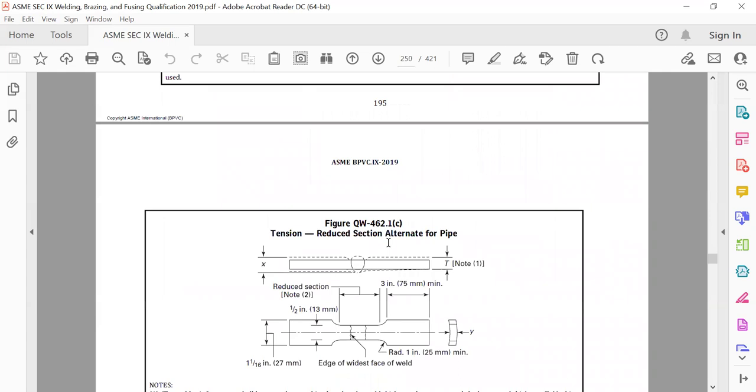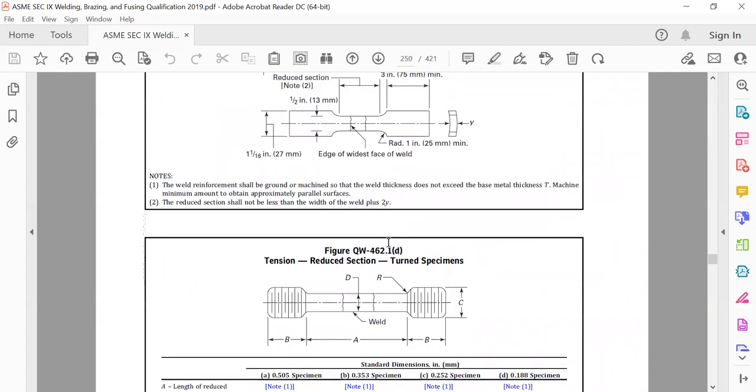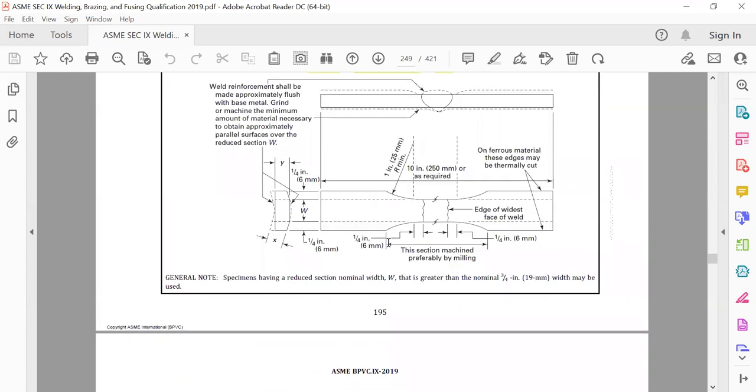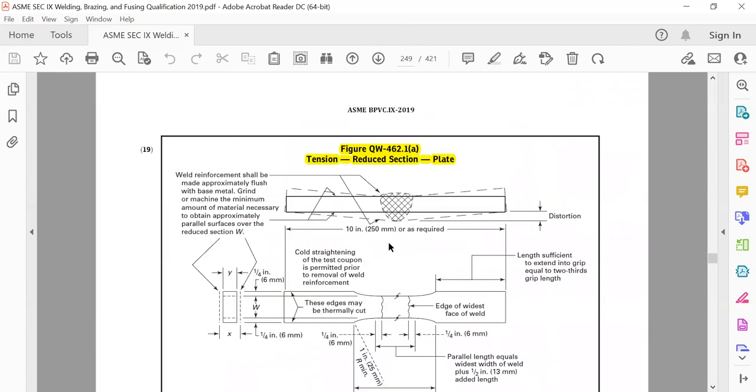Or you can have from the pipe, alternate pipe, reduce section pipe. The dimensions given, follow something like this, and if too much like this, the bend test will fail because the heat input is too much. That's why it may be like distortion.